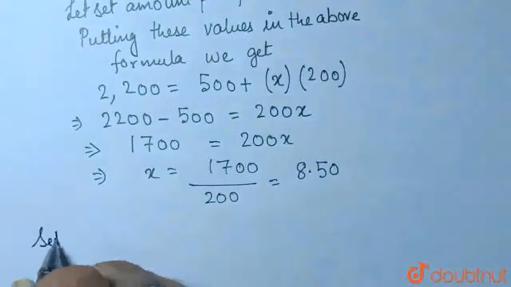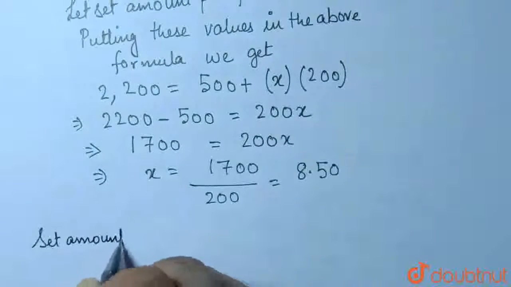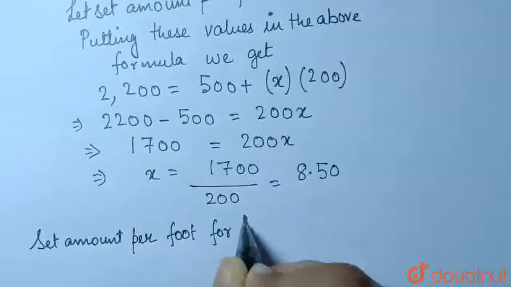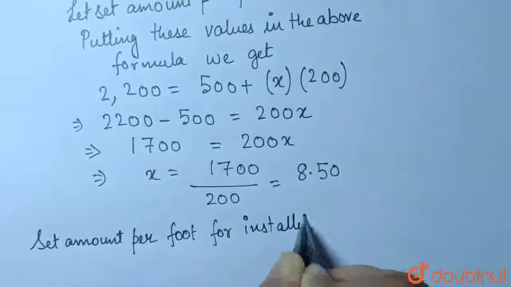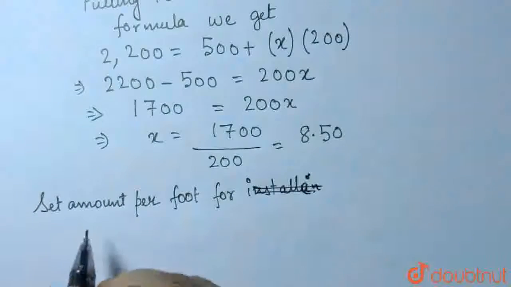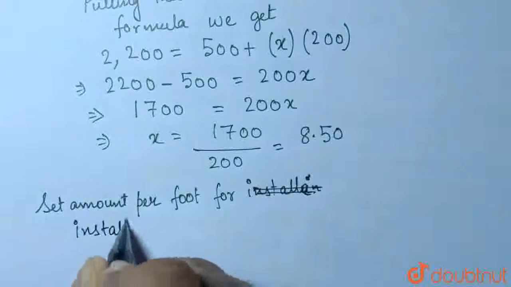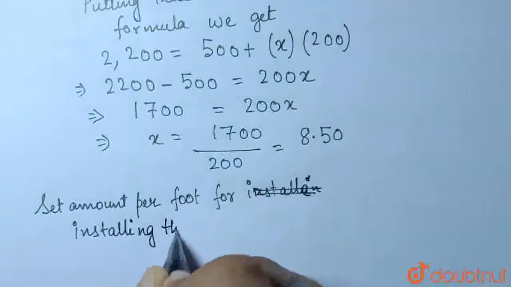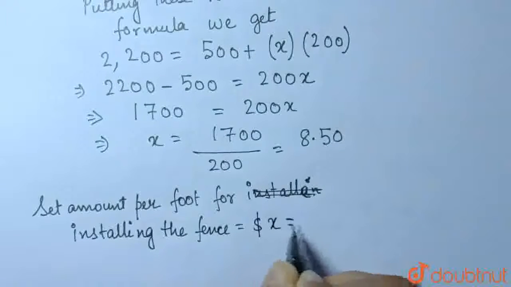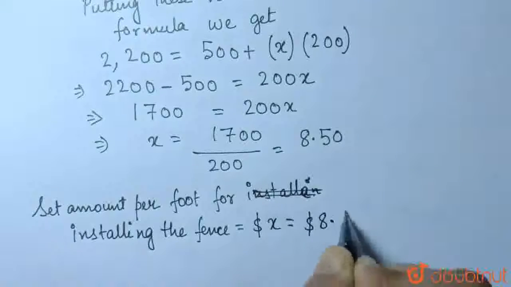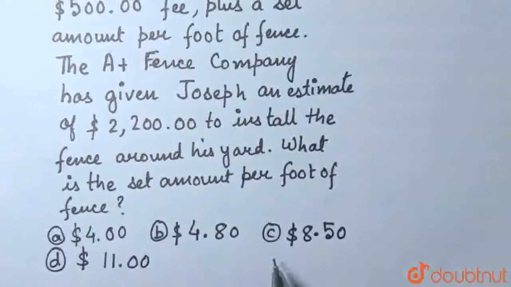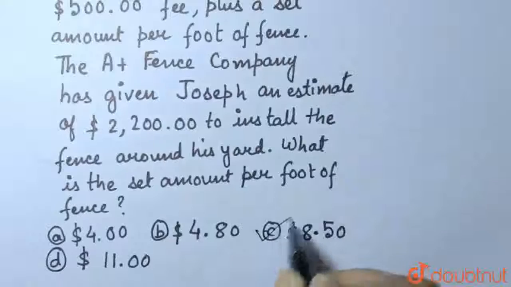Set amount per foot for installing the fence equals x dollars, which is equal to $8.50. Correct answer is option C, $8.50.